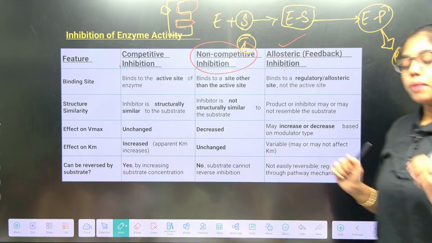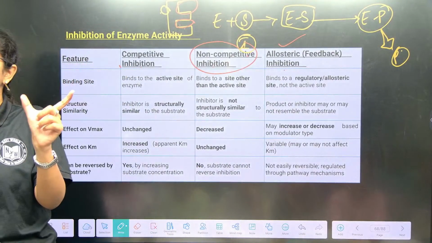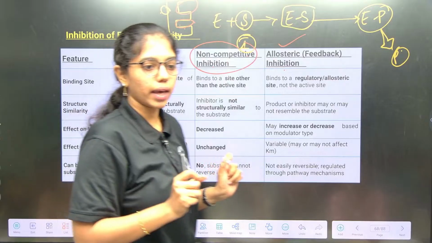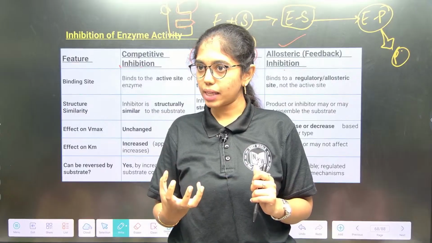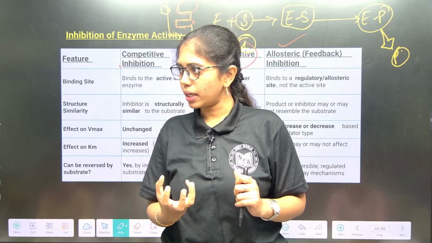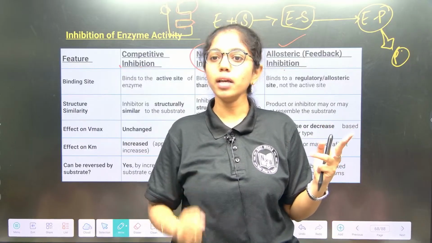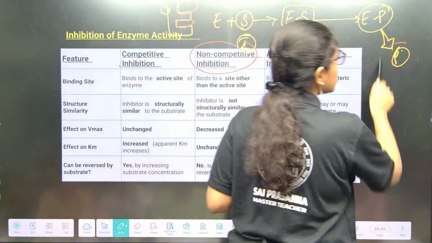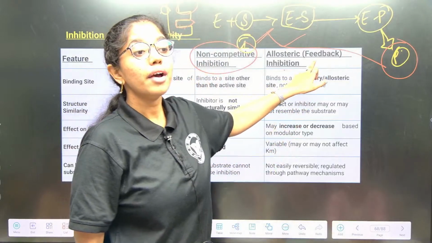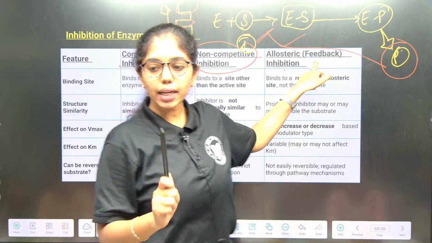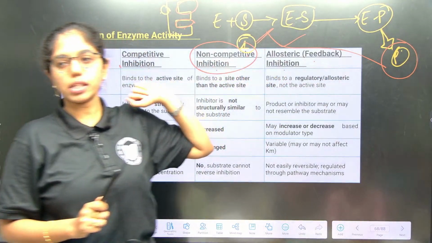For example, we will consider glycolysis itself. What is glycolysis? Glucose, lysis, breakdown of glucose. If pyruvate is abundantly present in the cell's cytoplasm, will glycolysis happen? No, because the product is already present. So a higher concentration of products will inhibit the rate of reaction. This is also known as feedback inhibition. So you are clear on what is competitive inhibition, non-competitive inhibition, and allosteric inhibition.